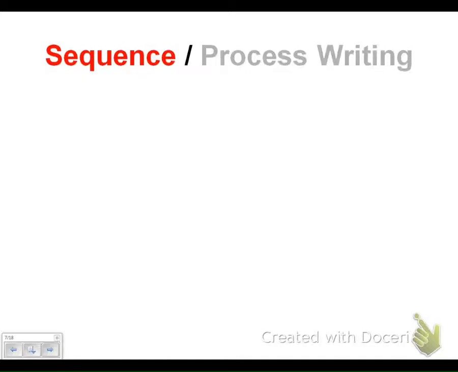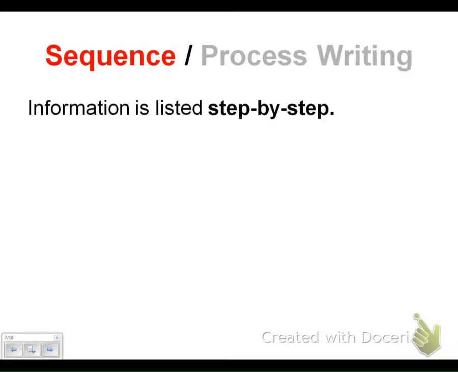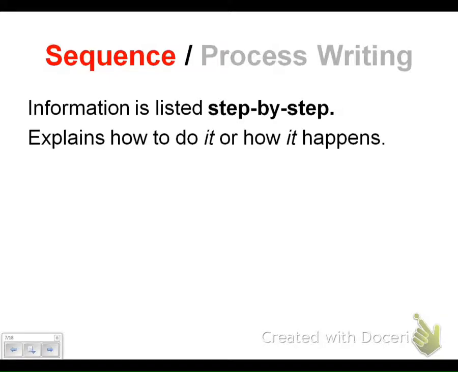The next one is sequence, and that's process writing. Information is listed step by step. It explains how you do something or how it happens.